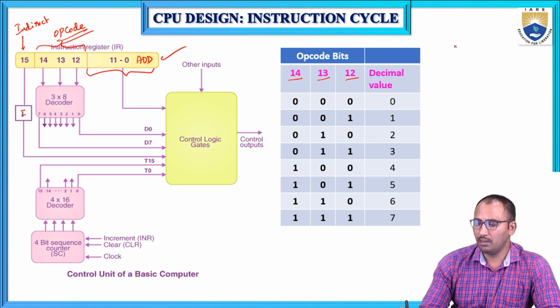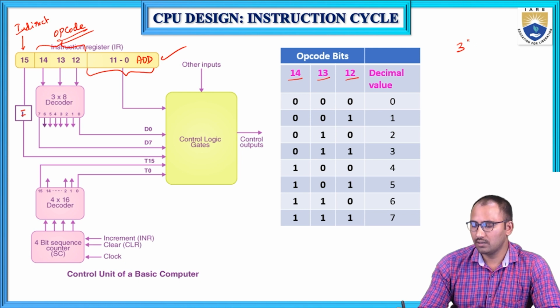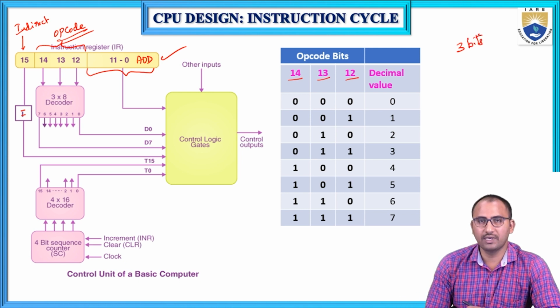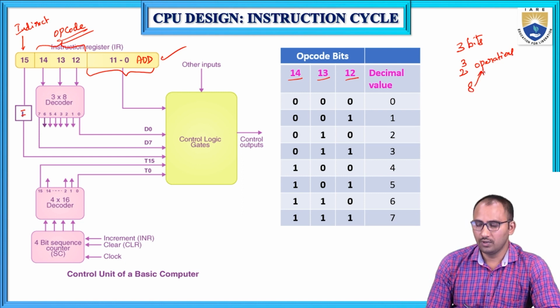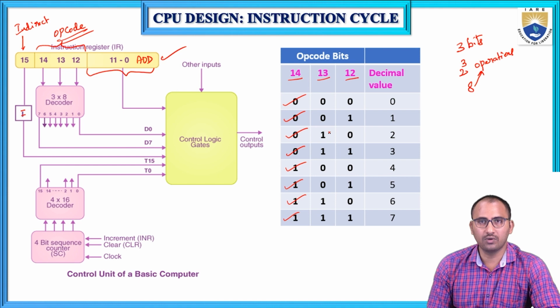With the 3 bits, how many operations can we perform? 2 power 3 operations, which means 8 operations. So what are the input combinations? 000, 001, 010, 011, 100, 101, 110, and all ones, 111. These are the various input combinations.